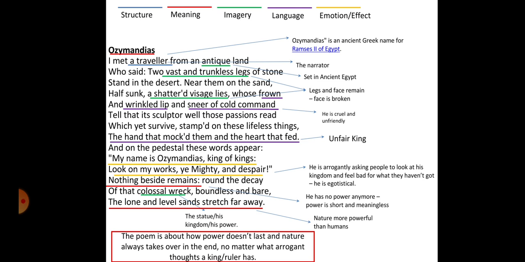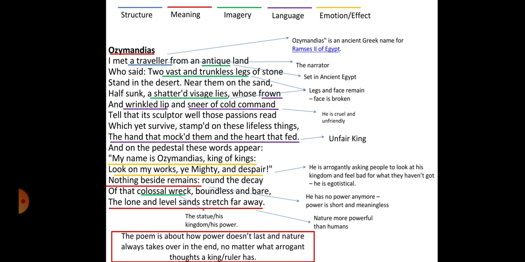It says here, which yet survives, stamped on these lifeless things. Stamped, again, quite an aggressive verb to be used to describe the creation of the statue itself, and possibly links to the way that he treated people. He didn't treat people very well, and we see that in the next line: the hand that mocked them and the heart that fed. He is the hand that mocked them. He mocked them and treated them unfairly in some ways, and perhaps wasn't the best king, which you could argue probably comes through best in the fact that he had the statue built for himself. The statue was commissioned by him to show how wonderful he was, which undermines the point of what a statue is about.